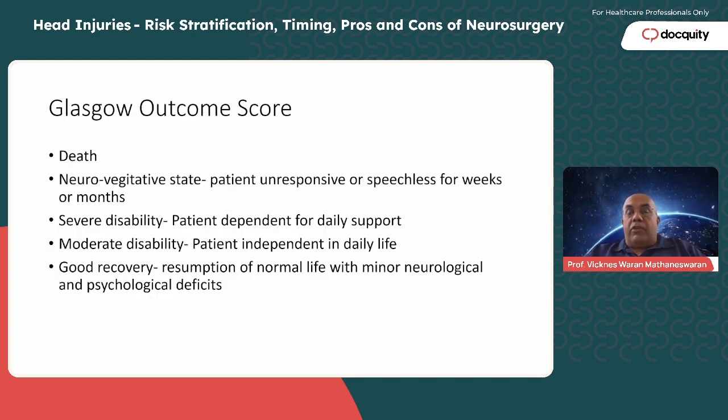Okay, this is the outcome score. So these are patients now who are going to come back to you, okay? So this is the standard outcome score. 1 is death. 2 is vegetative state. Patients unresponsive. Okay, this number 2 is the worst state to be ever in life, okay? And then comes number 3, which is severe disability, where you are dependent on daily support. Moderate disability, they are independent for most things they can do. And good recovery, resumption of normal life with minor neurological and psychological deficits.